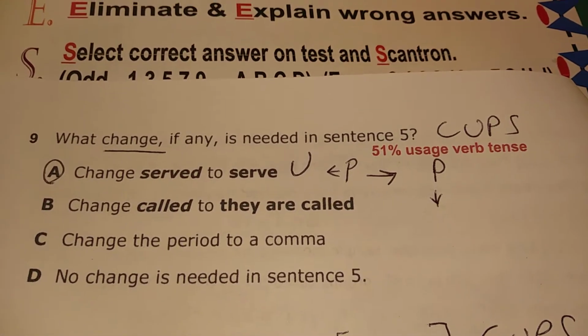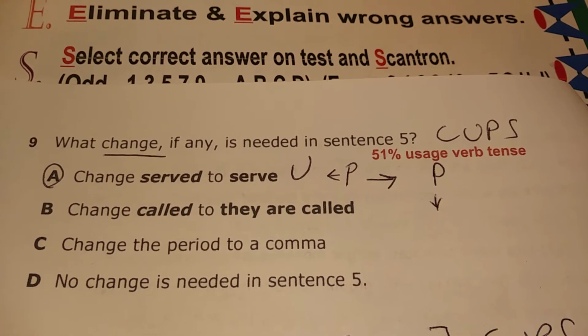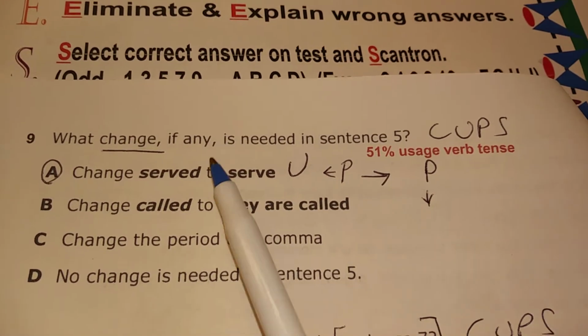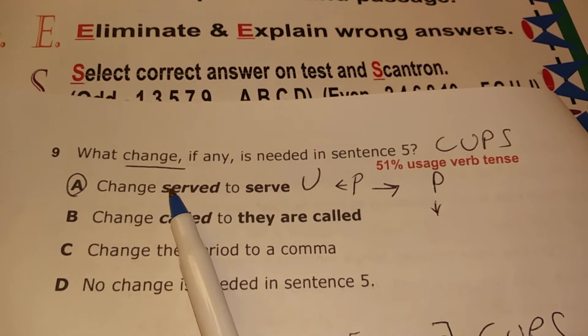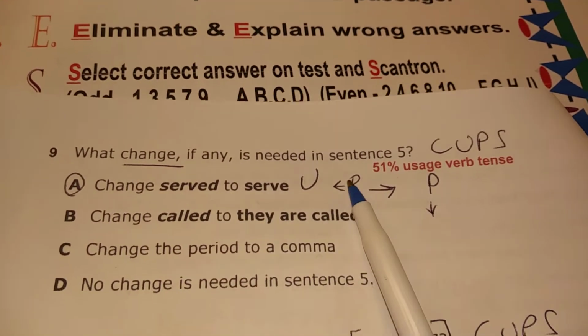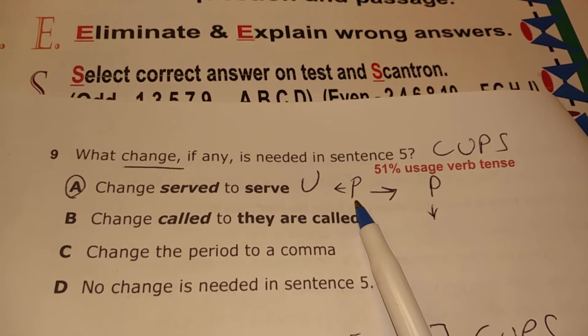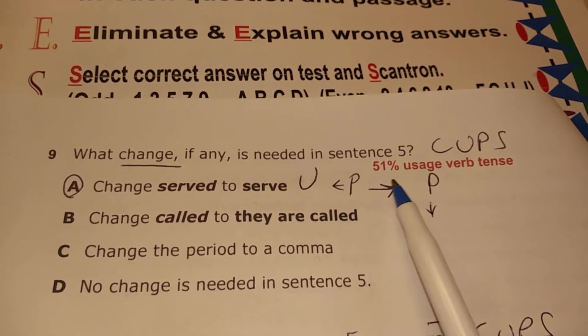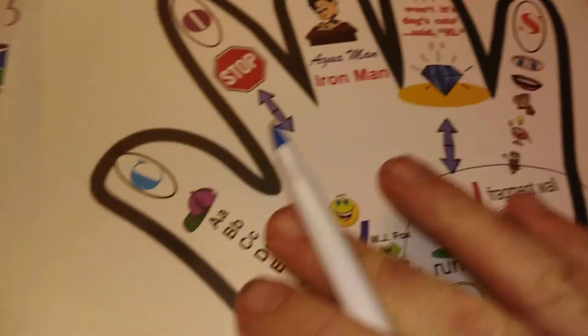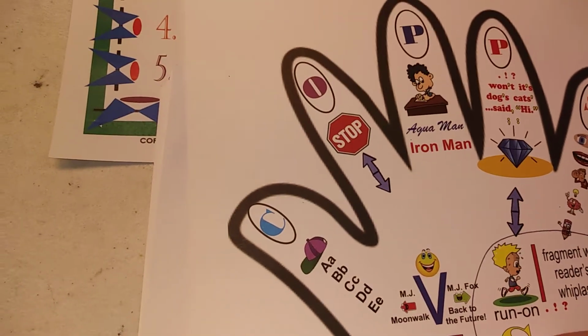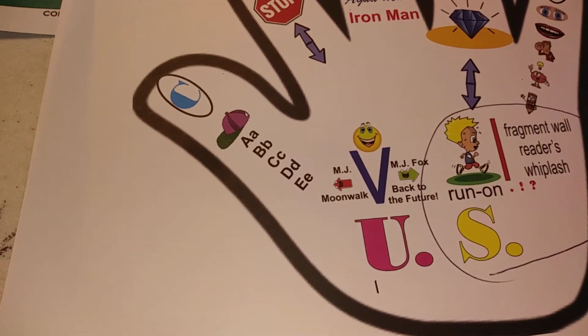Question 9. What change, if any, is needed in sentence 5? Because of the word change, your kids will automatically write CUPS. It was served to serve. Usage, that means they're going to change past tense, arrow backwards, to present tense, happening right now. So I'm going to place one little tally mark next to the U of usage.